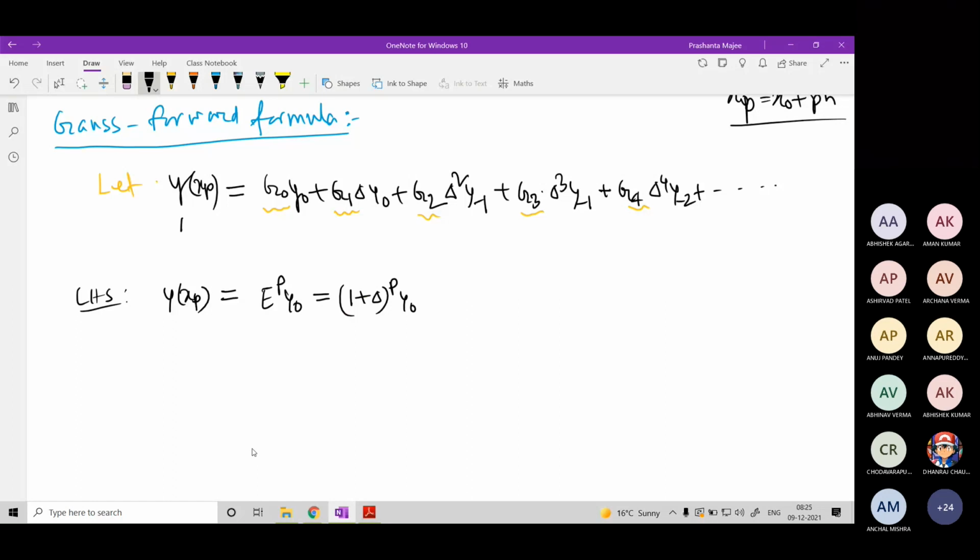Now we use the binomial expansion. Basically, how do we calculate the arbitrary constants g0, g1, g2, g3? Both sides will be written in terms of y naught only.